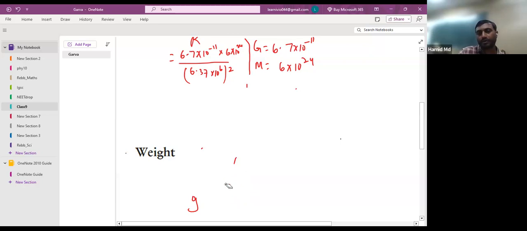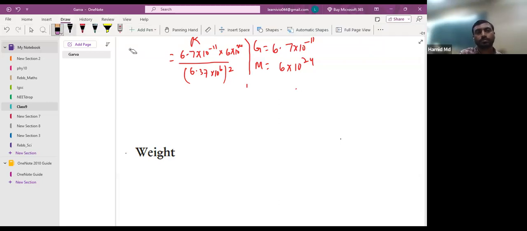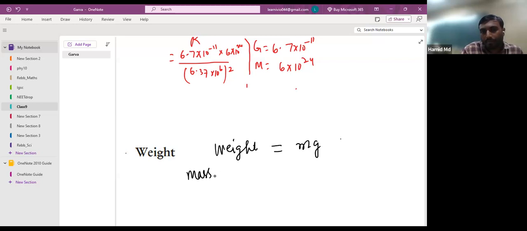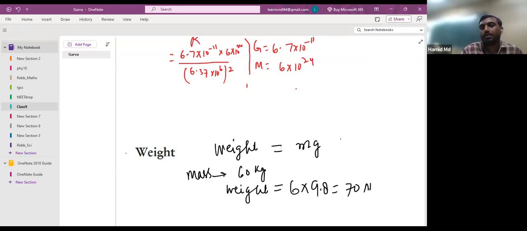What do we mean by weight? Weight is equal to mass times acceleration. So if my mass is 60 kg, okay, so weight will be 60 into 9.8. So approximately it will be 600 Newton, and the unit of weight is Newton. Clear? Sir, clear. Okay.